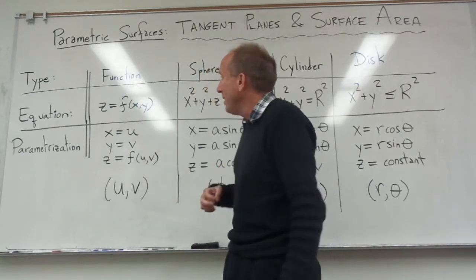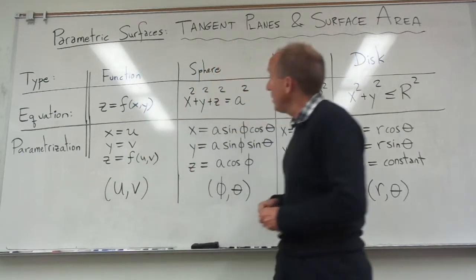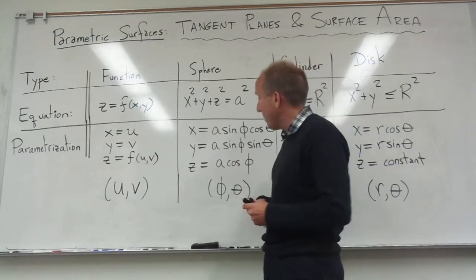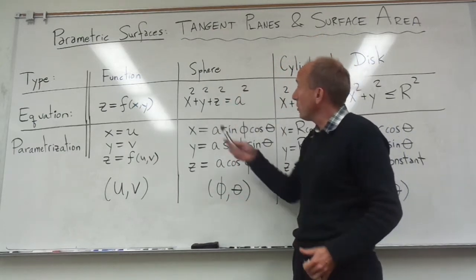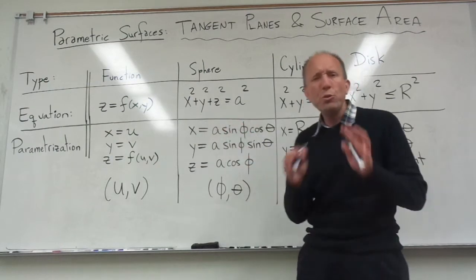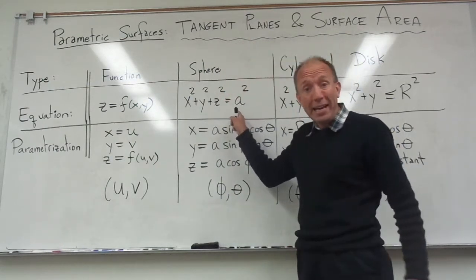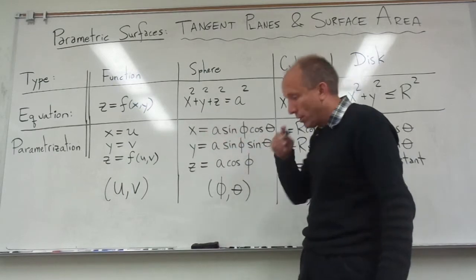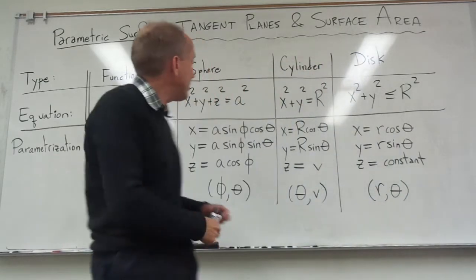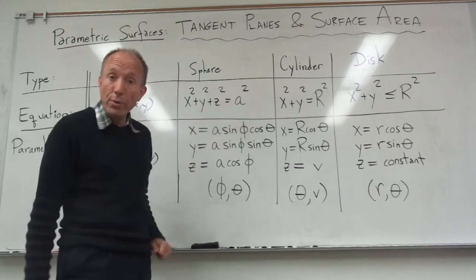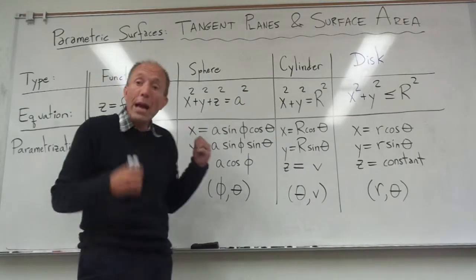Okay? Now, there are other types of surfaces that we would also like to parametrize. A sphere. Let's imagine we have a sphere centered at the origin with a radius of little a. So the equation of that sphere would look like this: x squared plus y squared plus z squared equals a squared. And we can parametrize a sphere.